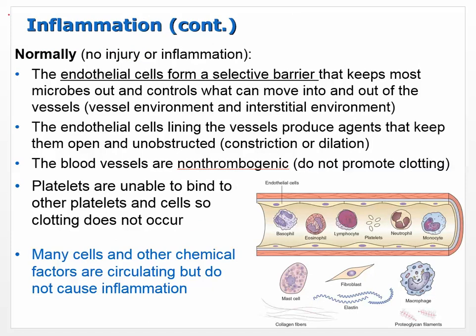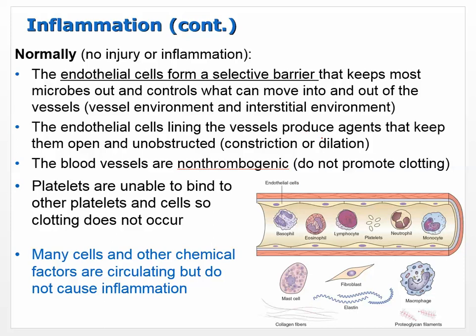So, inflammation. Normally, if you have no injury or inflammation, everything is in its place, everything's where it's supposed to be when everything's working normally. You have a selective barrier in your blood vessels, and that keeps most microbes out and controls what can move in and out of vessels. So it's only when those things start to cross that we know there's a problem.